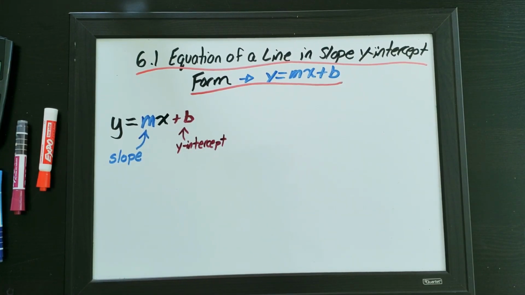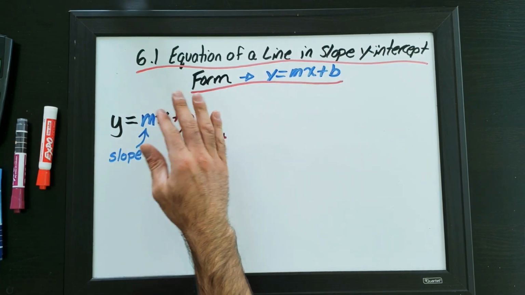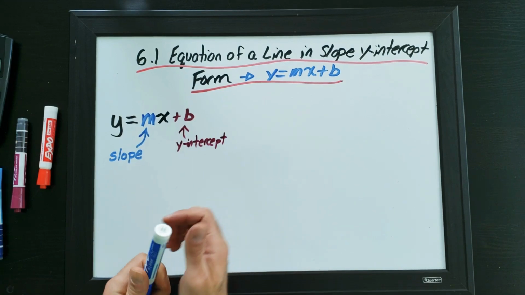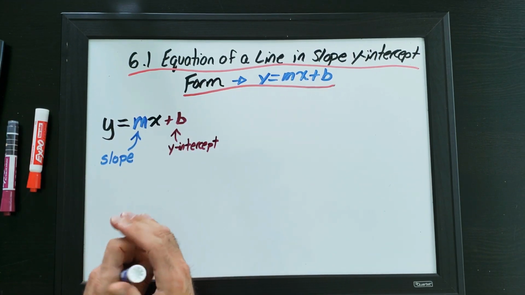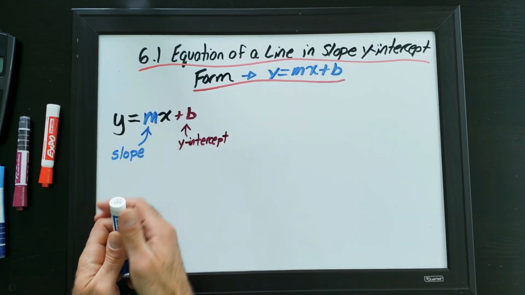6.1, equation of a line in slope-intercept form. So y equals mx plus b. Last chapter, in chapter 5, I talked a lot about y equals mx plus b. So this is going to be more detail of what that means. And this is actually called slope y-intercept form.